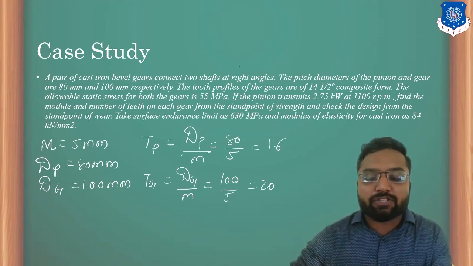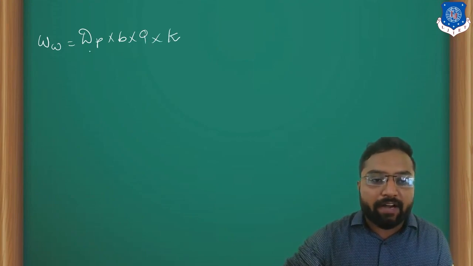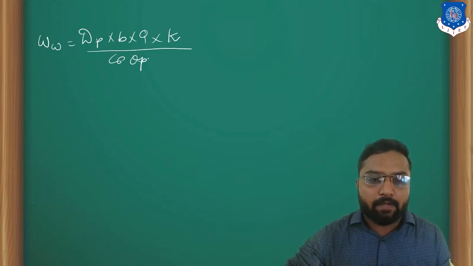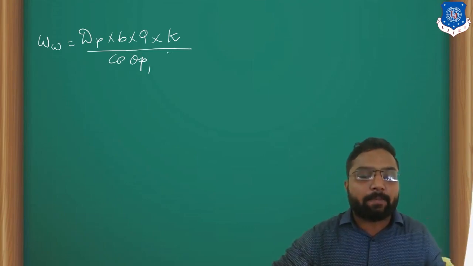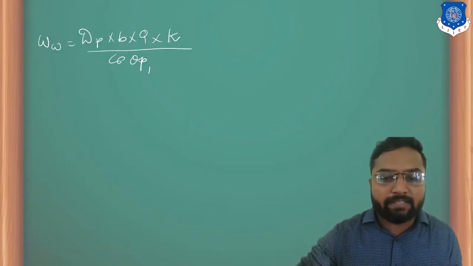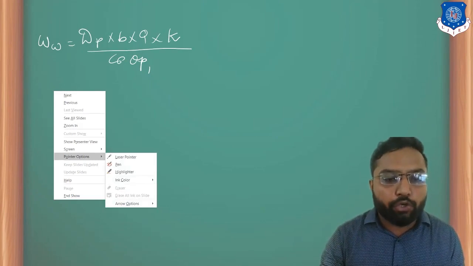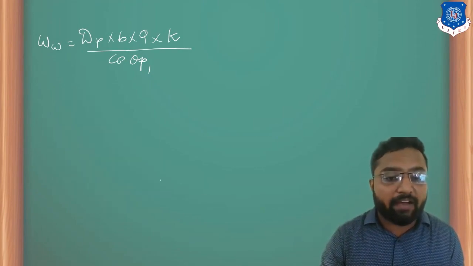Now, in this session, we will discuss our wear load. So, what is wear load? Wear load Ww is dp into b into Q into K divided by cos theta p1. In this case, we have dp, we have b, and we have to find Q, and we have to find K.